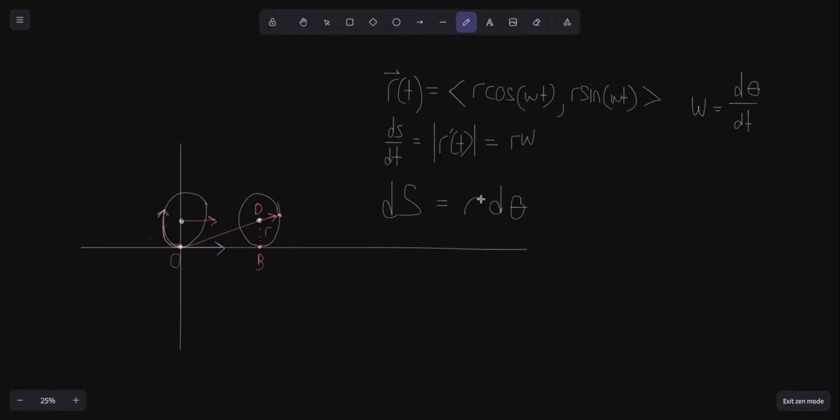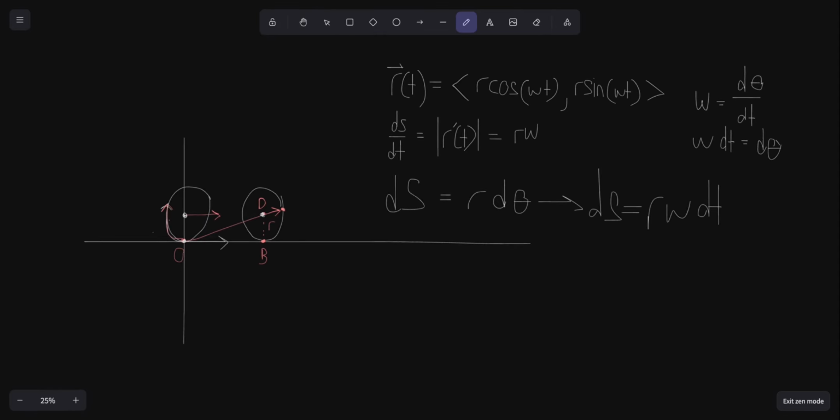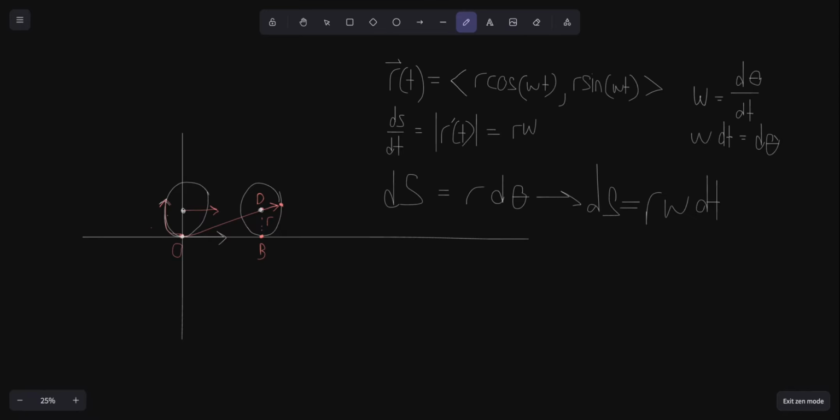So depending on the radius, a tiny change in my angle is going to cause a tiny change in my arc length, ds, right? We can substitute d theta. If I multiply both sides by dt, I get that omega dt is going to be equal to d theta. And if I divide both sides by dt, I get that ds over dt, which is essentially the speed of how fast the center is moving, is just going to be equal to the radius multiplied by omega.